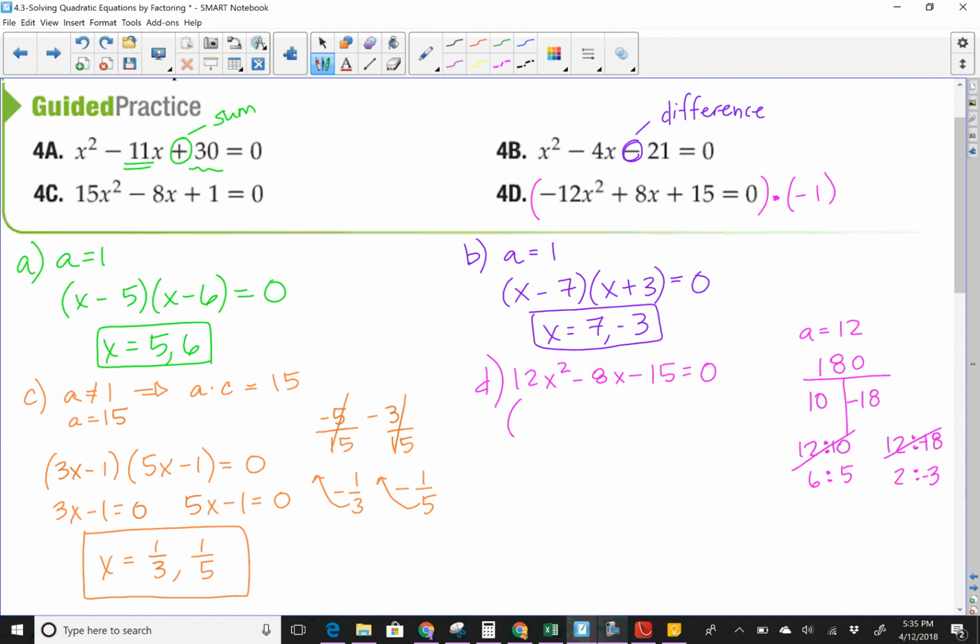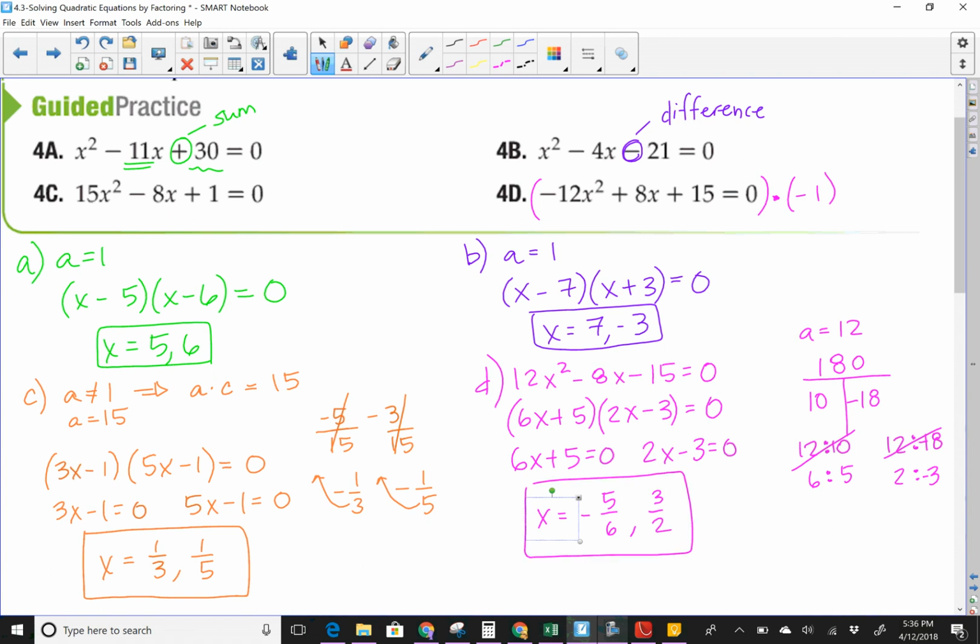So that gives me 6x plus 5 and 2x minus 3. Set each one equal to 0. 6x plus 5 equals 0. 2x minus 3 equals 0. X equals negative 5 over 6 or 3 over 2. And there you have it.